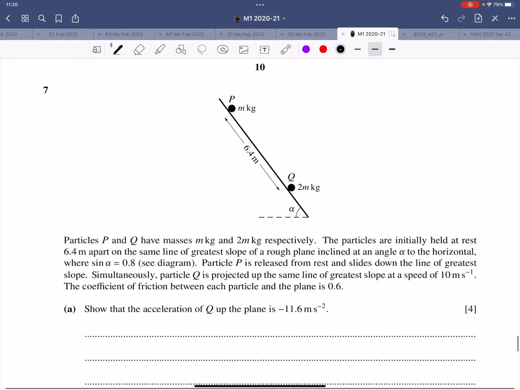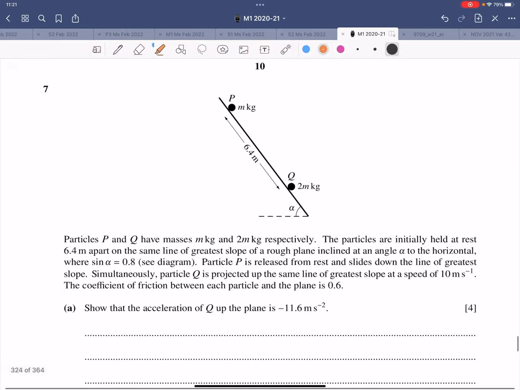And there's something strange about this question. We will see it in a short while. Now the question says, particles P and Q have masses such and such respectively. So Q is downwards, P is upwards, Q is 2m, P is m. The particles are initially held at rest 6.4 meters apart on the line of greatest slope of a rough plane. So this is a rough plane. So let me label this. Inclined at an angle alpha, sine alpha is 0.8.